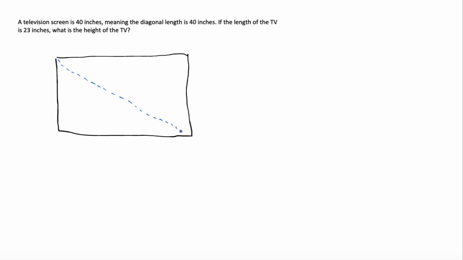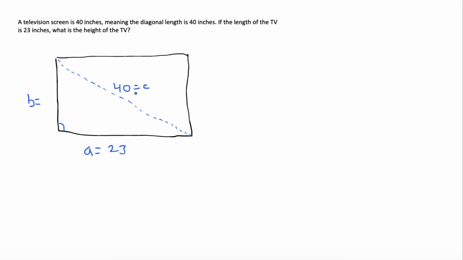And as you can see, now we have a right triangle. This length is going to be 40 inches, and the length is 23, so we're going to call this 23. We can disregard this other triangle in terms of answering this question. But let's call this A, this here is going to be B, and we know that the hypotenuse is going to be C.